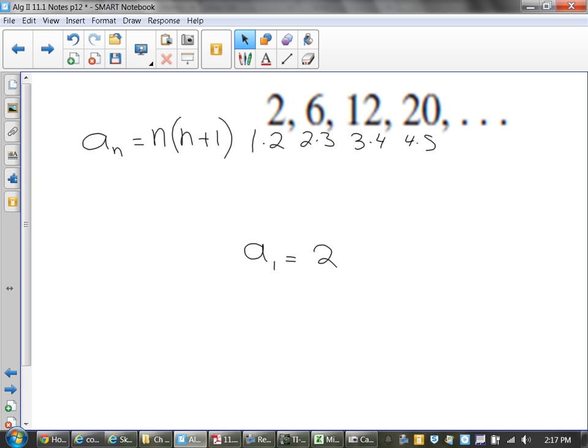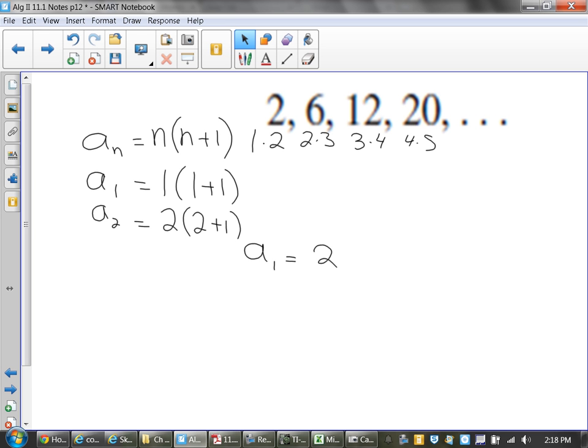Take a look at what's happening. If your n value is 1, your first term would be 1 times 1 plus 1. The second term, 2 times 2 plus 1. And so on and so forth. It takes a minute or two to figure out how to write it out in terms of the equation. And that's what's going to kill you guys, because you're going to overthink.